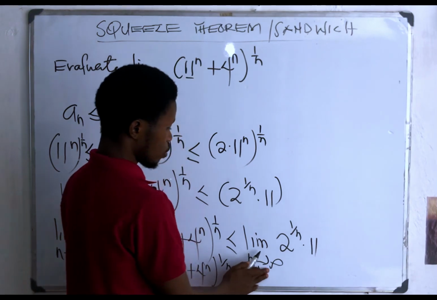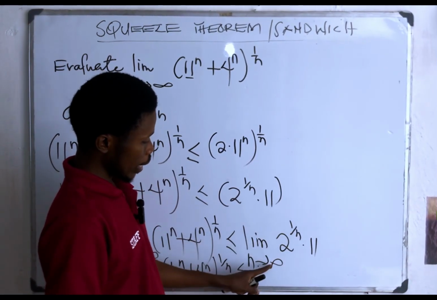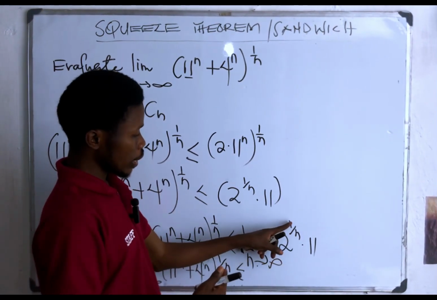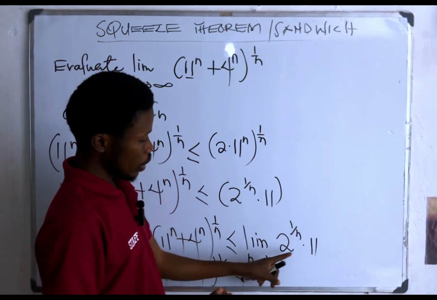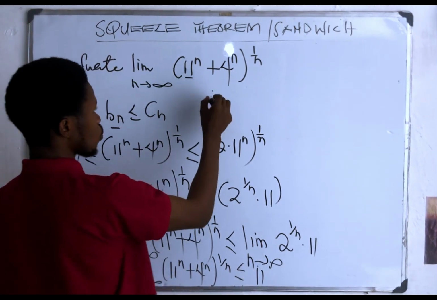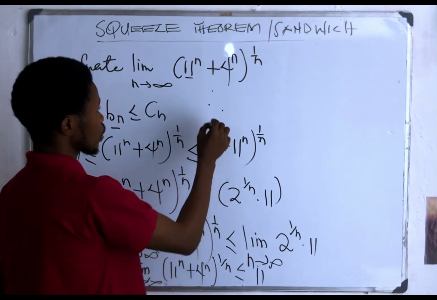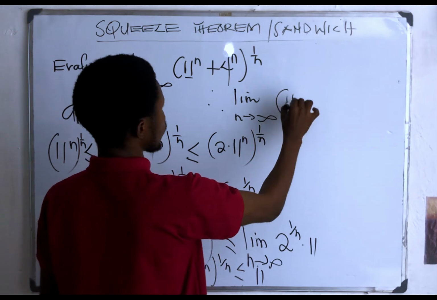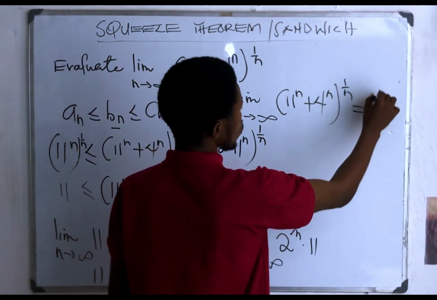Now what happens here is that 2 to the power 1 over n, and n is approaching infinity. If I put infinity here, it means that as I put a bigger number there, this exponent will approach 0, so it will be 2 to the power 0, which is 1. Then 11 is the limit of a constant, which is the same constant, so it will be 11. So the conclusion: since the left hand side is equal to the right hand side, the limit as n approaches infinity of 11 to the power n plus 4 to the power n, all to the power 1 over n, is equal to 11.